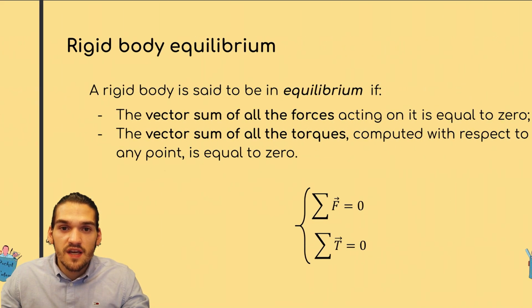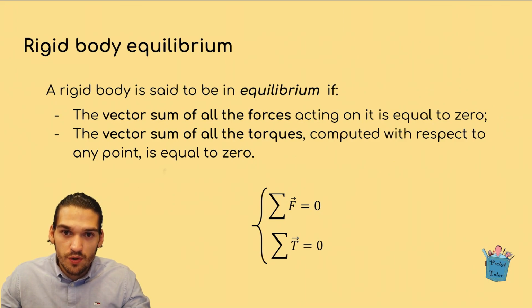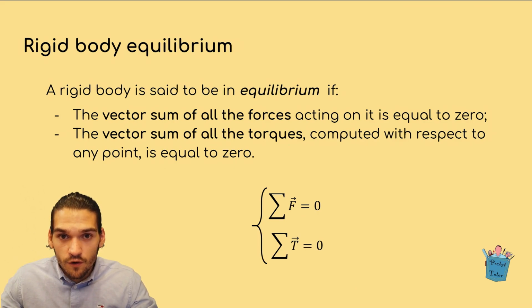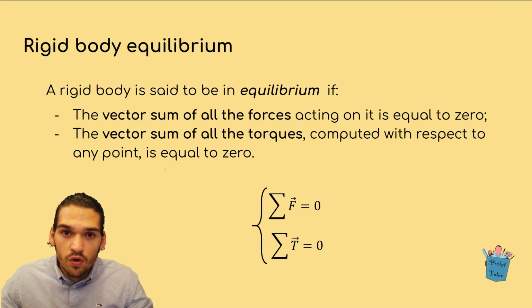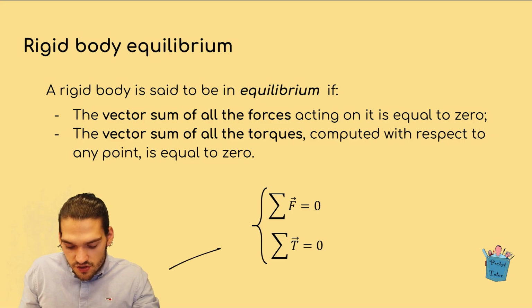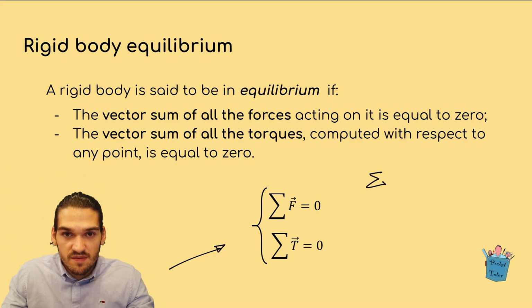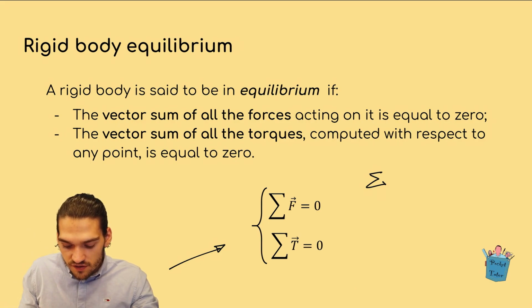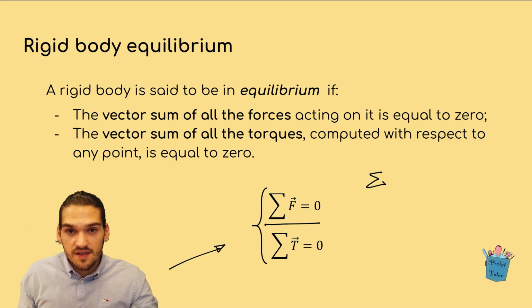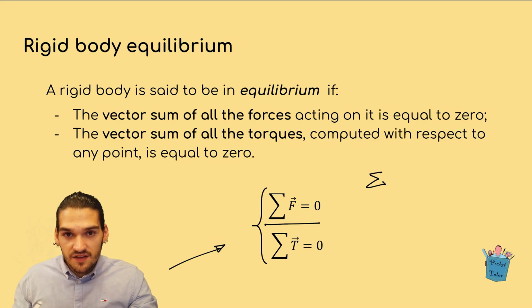And now we can finally say when a rigid body is in equilibrium. A rigid body is said to be in equilibrium when the vector sum of all the forces acting on it is equal to 0, but also when the vector sum of all the torques acting on it is equal to 0. And this can be summarized by these 2 equations. The Greek letter sigma, the capital sigma, means the summation. So when the summation of all the forces acting on the body is equal to 0, and if the summation of all the torques considered with respect to any point is equal to 0, then the rigid body is said to be in equilibrium.